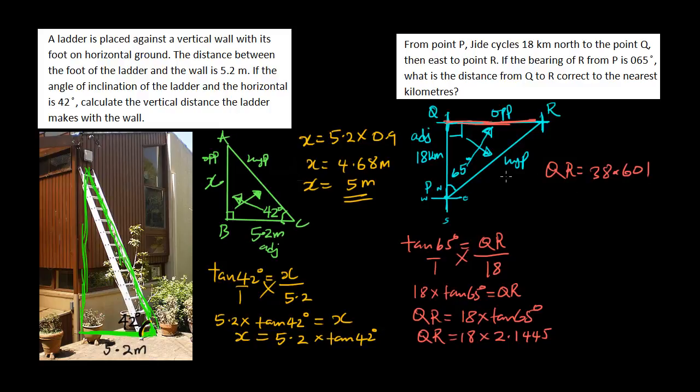What unit are we working in? We're working in kilometers. So we can round this up to the nearest whole number. QR is equal to, not 38, but 39, since the digit after is 6, so 39 kilometers approximately. It means the distance from Q to R, correct to the nearest kilometer, is 39 kilometers.